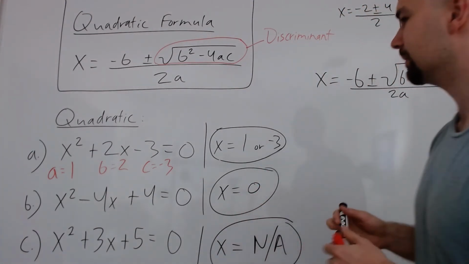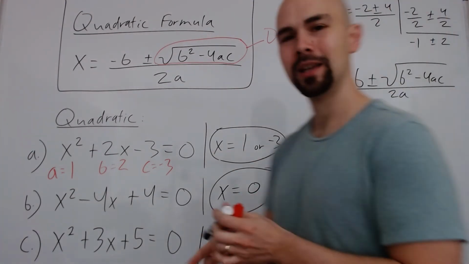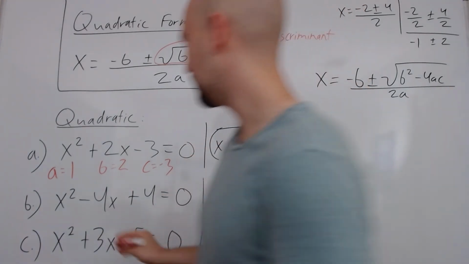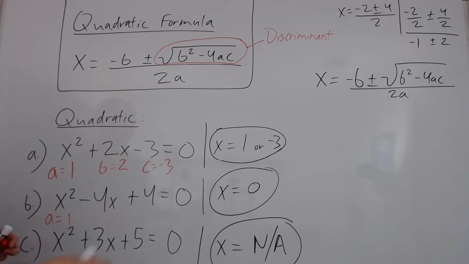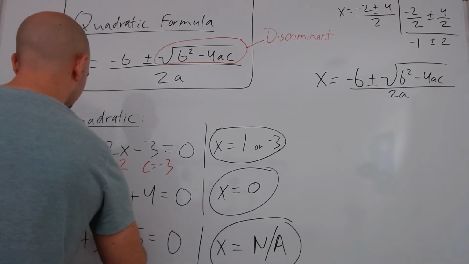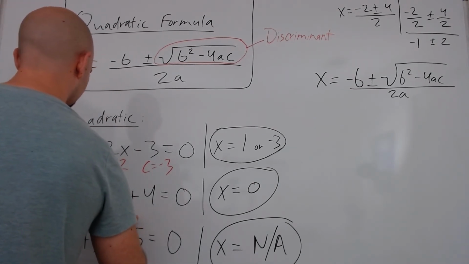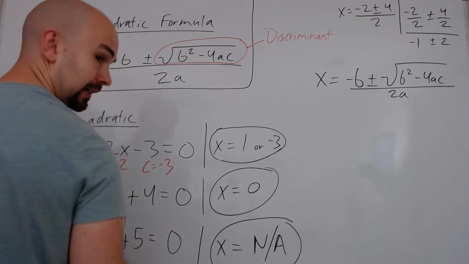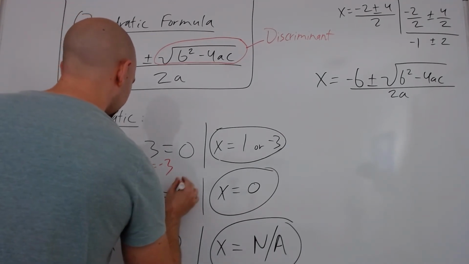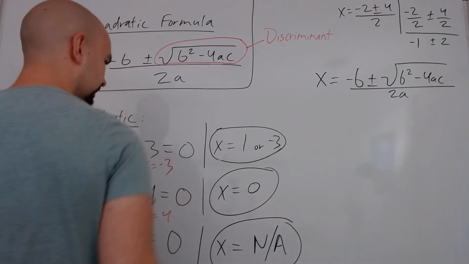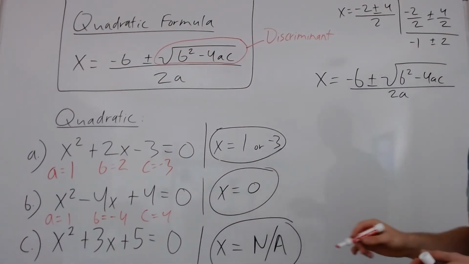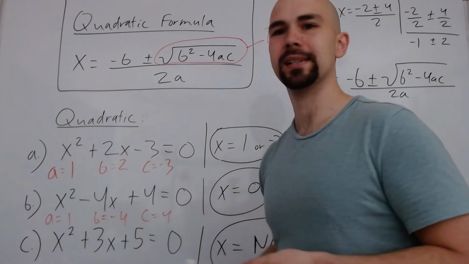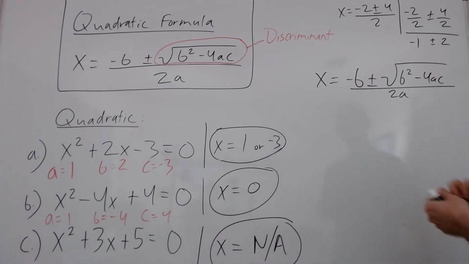So let's try this out. See if that happens with number 2. All right, so what is our a value for number 2? It's going to be the coefficient of x squared, which is 1. Our b value is the coefficient of x, which is -4. And our c value is going to be the constant, 4. Always set it in standard form, descending order of power, so that you know what your a, b, and c are.